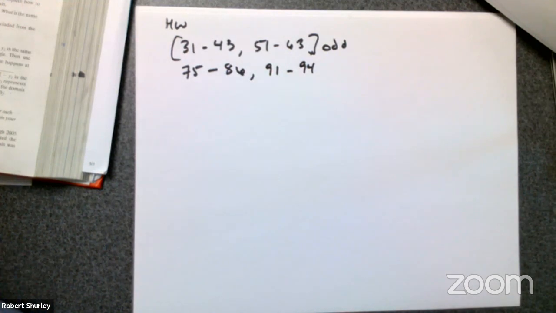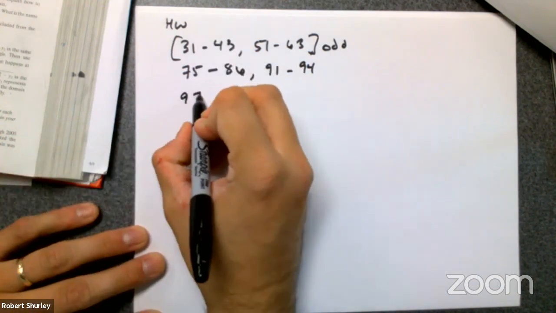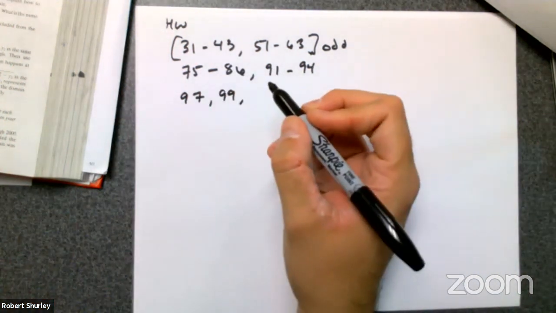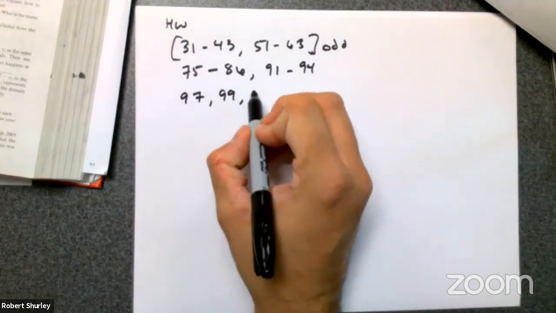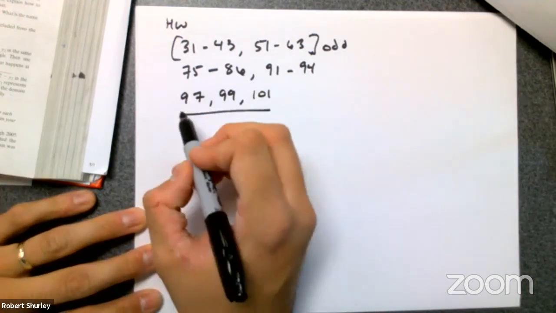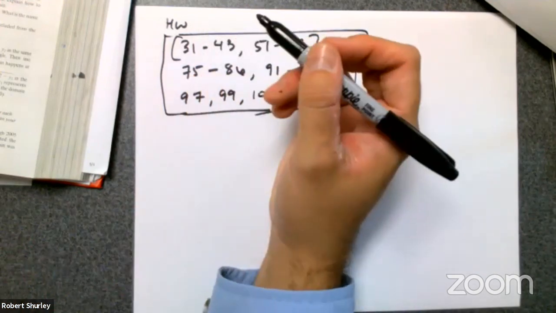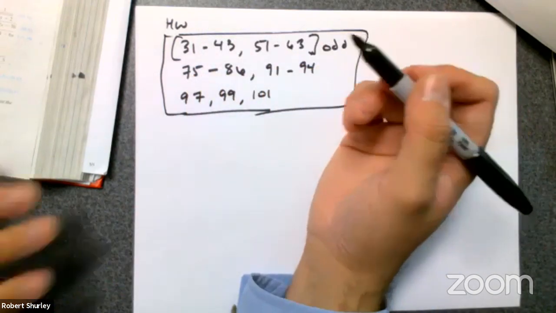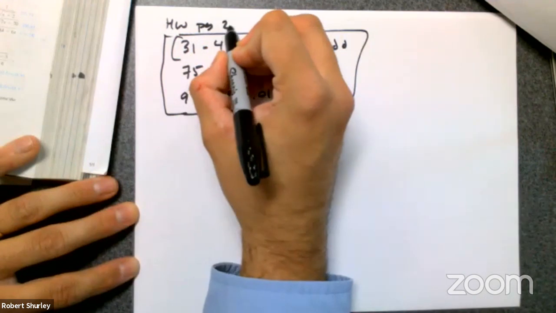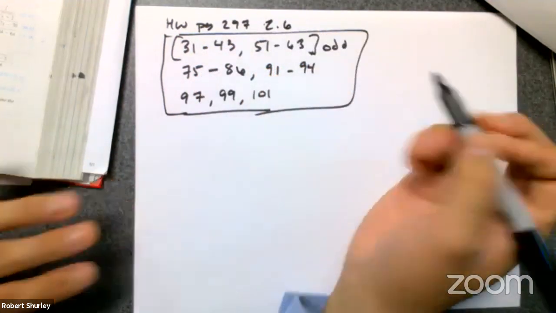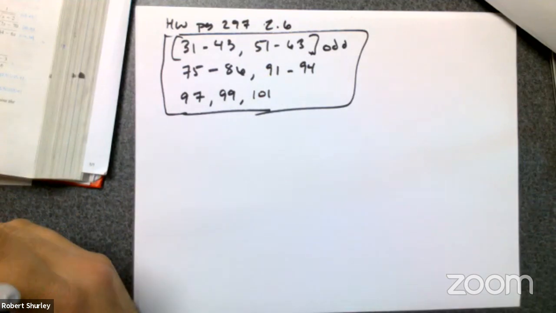And hold on, let me see here. I'll dig some odd ones out. So 97, 99, and 101. Those are the applications. So here's the homework. It starts on page 297. It's section, again, 2.6. Okay, section 2.6.